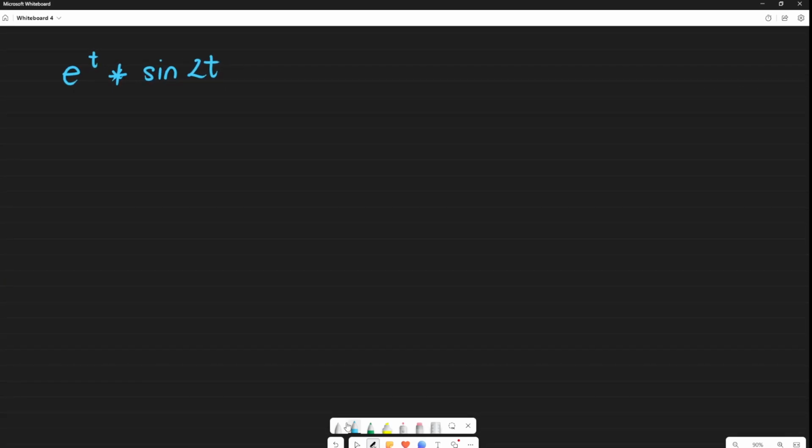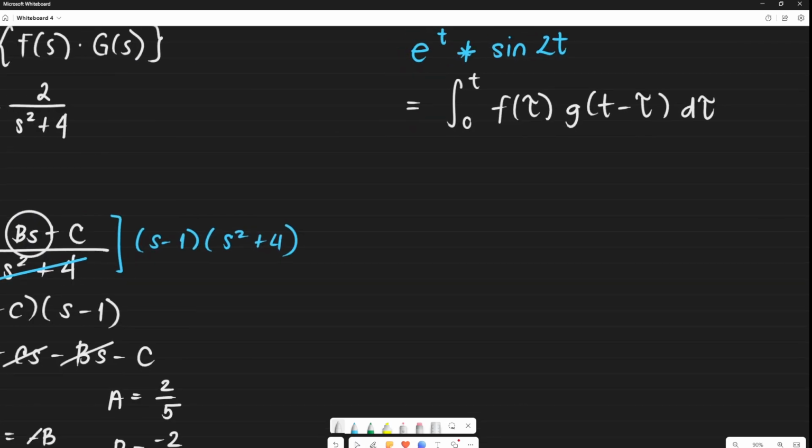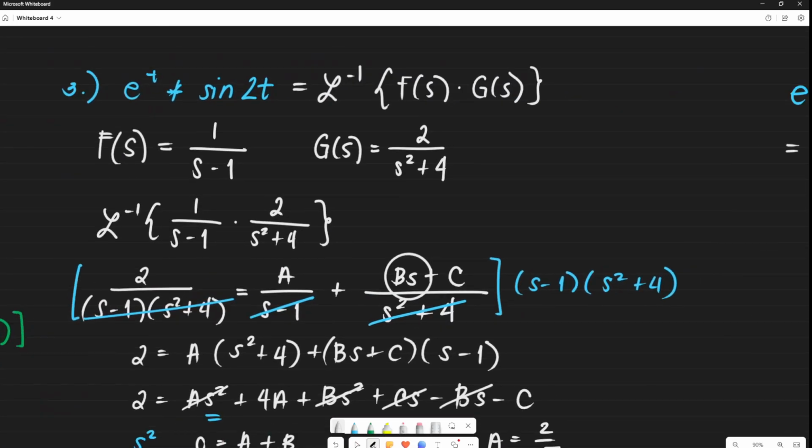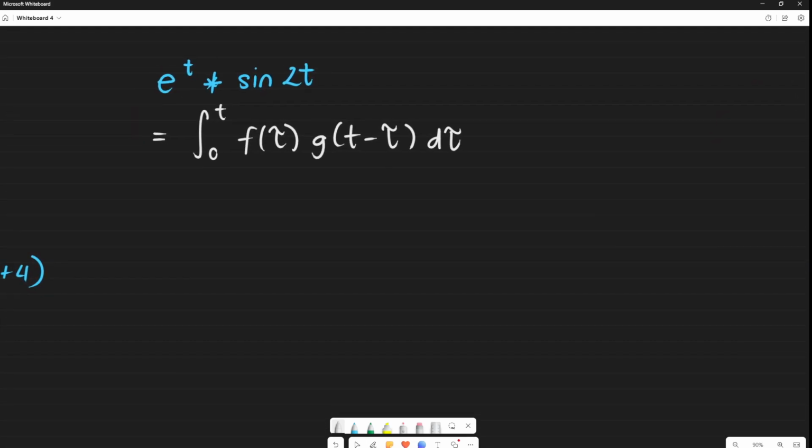So with the formula, we know that the formula is the integral from 0 to t of f of tau, g of t minus tau, d tau. Right, let's double check the formula. Okay, t minus tau. So we're going to assign e raised to t as our f of tau, and g of tau will be sine 2t.